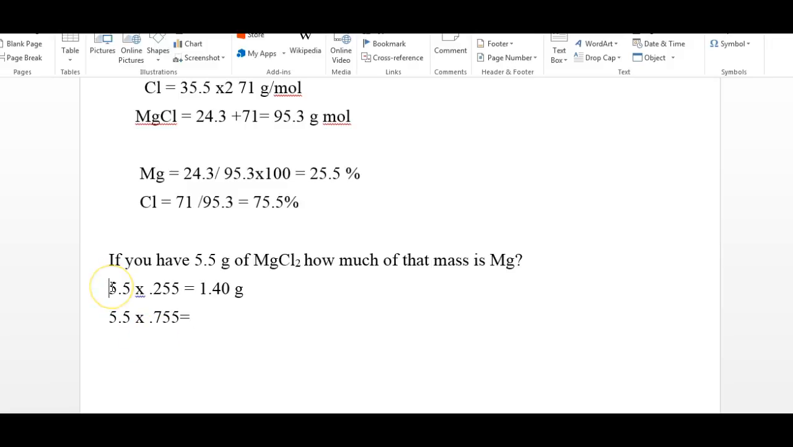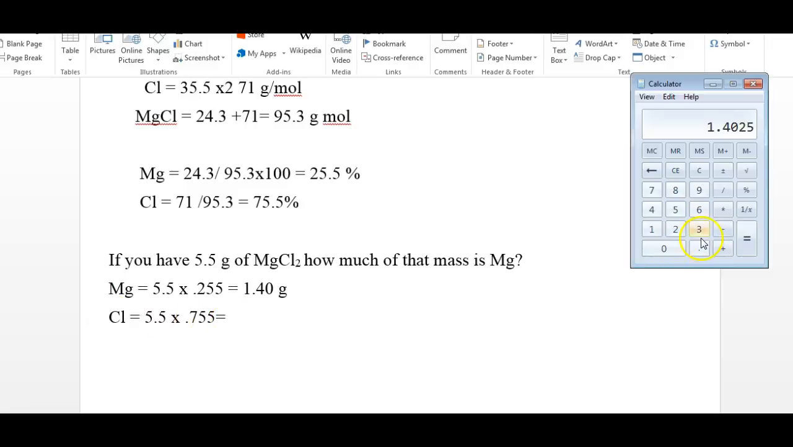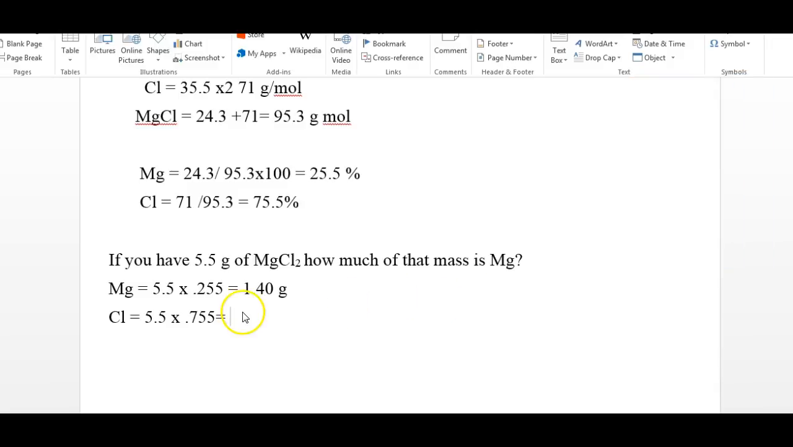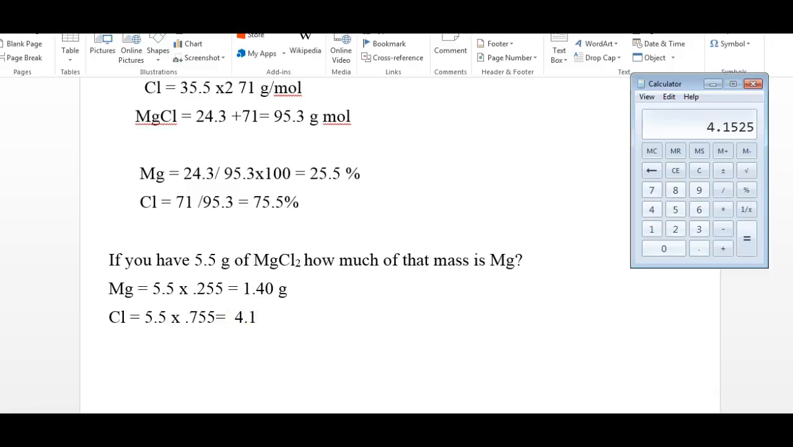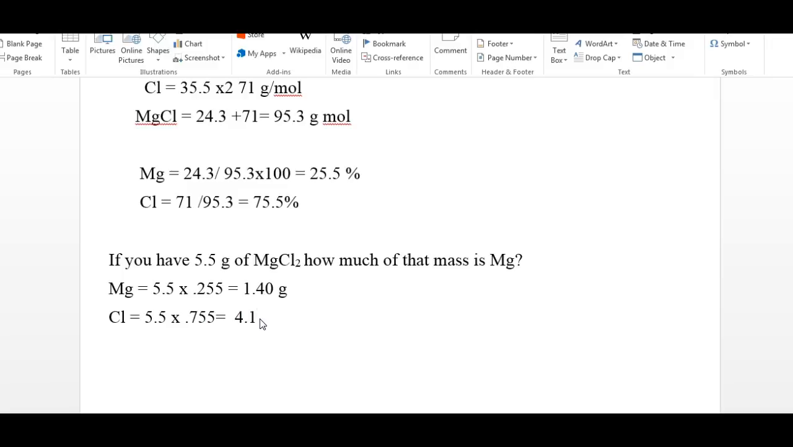And this would be magnesium. This would be chlorine. And that would give us, go to our calculator, 5.5 times 0.755, and we get 4.15, is it? Yes, 4.15.